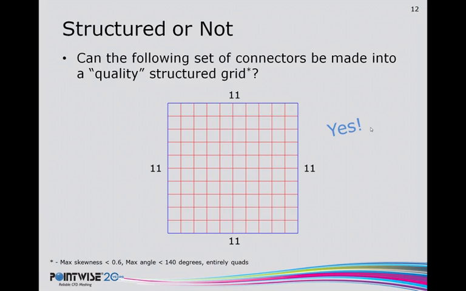And to begin, let's just set some ground rules. What I mean here by a quality structured grid is a max equiangle skewness of less than 0.6, a maximum included angle of less than 140 degrees, and entirely composed of quadrilateral cells.